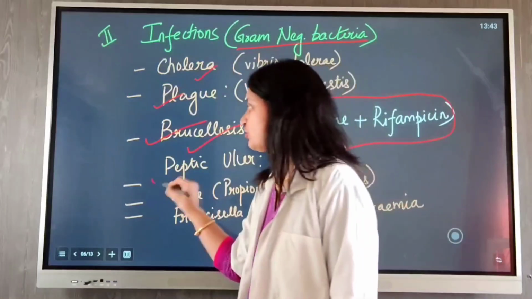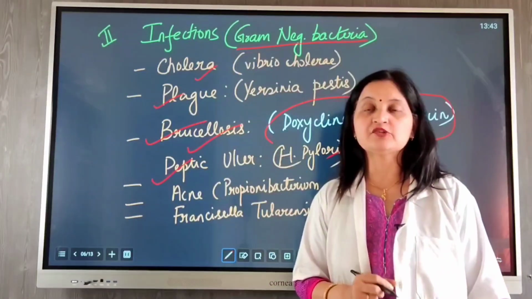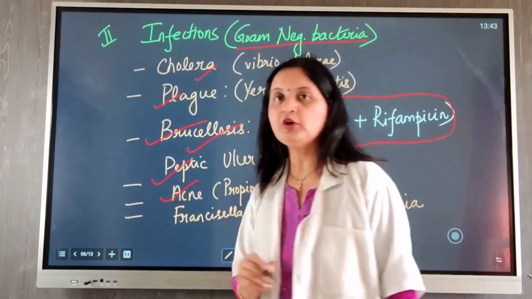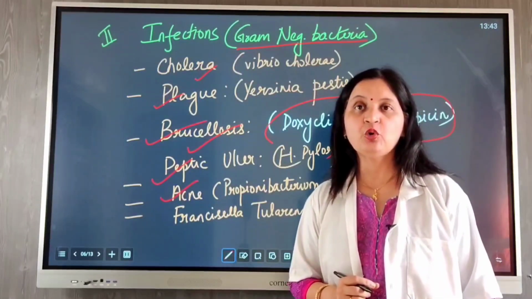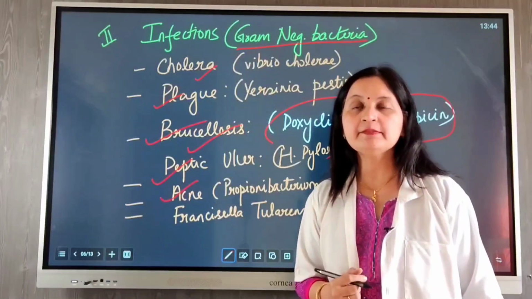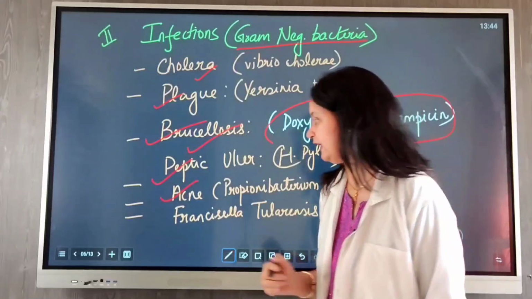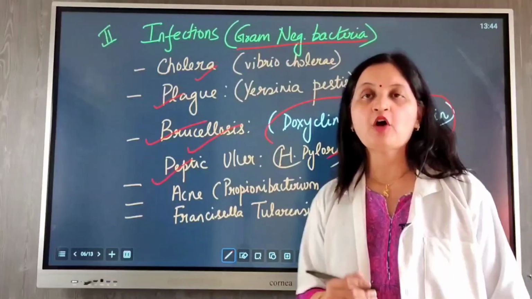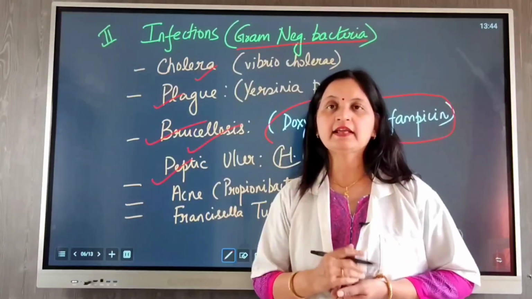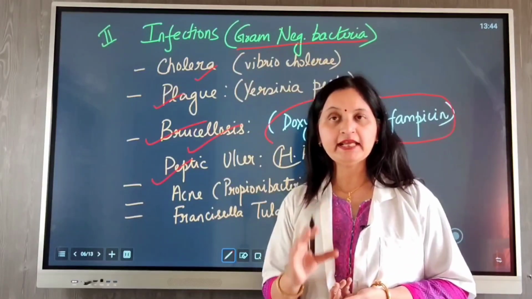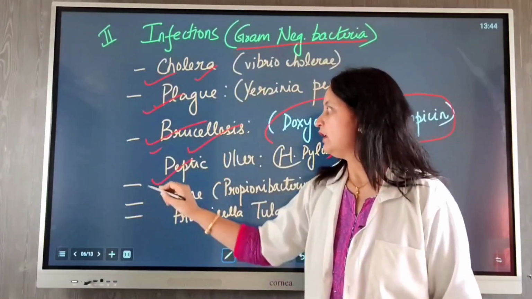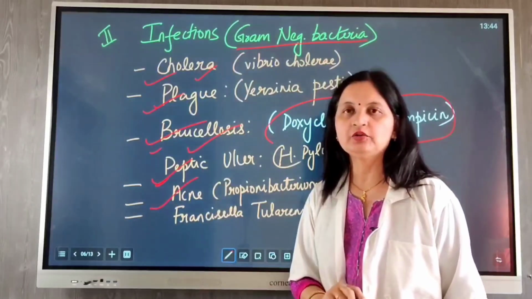Next is peptic ulcer, which is caused by H. pylori, where tetracycline is used as an adjuvant drug. Also acne, which is caused by Propionibacterium, which is highly sensitive to low doses of tetracycline when used for a prolonged period. However, there are other simpler treatments for the management of acne. It is also effective for the treatment of tularemia, which is caused by Francisella tularensis. So tetracyclines are highly effective against gram-negative infections, and these are cholera, plague, brucellosis, peptic ulcer, acne, and tularemia.